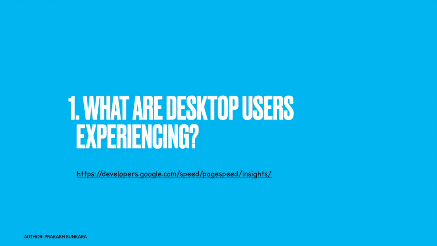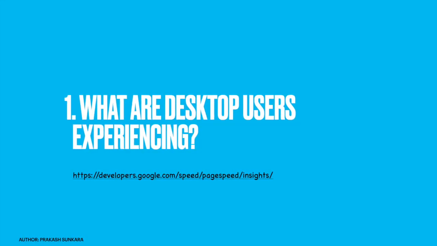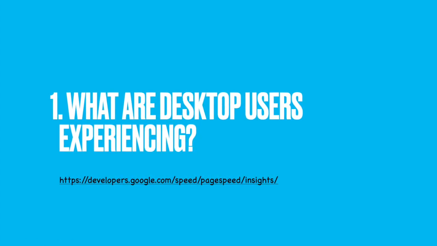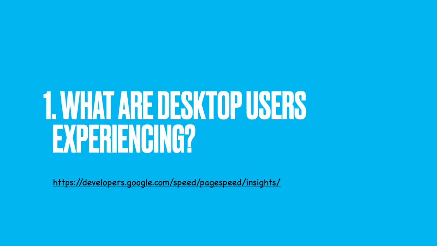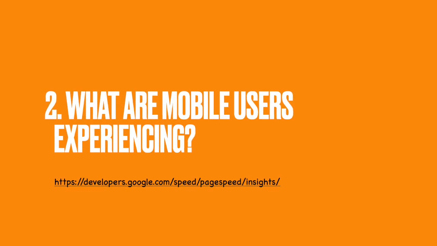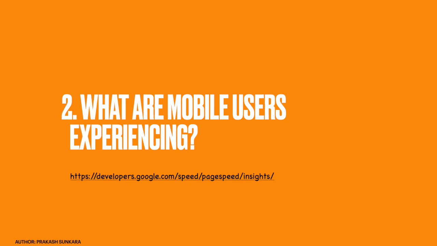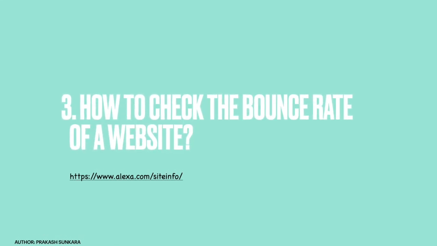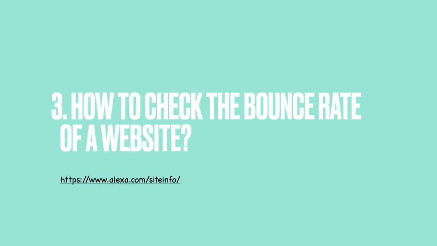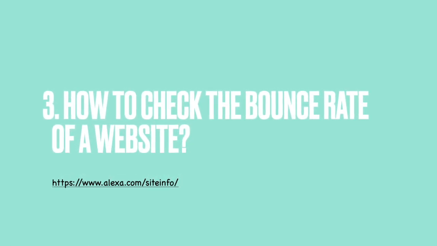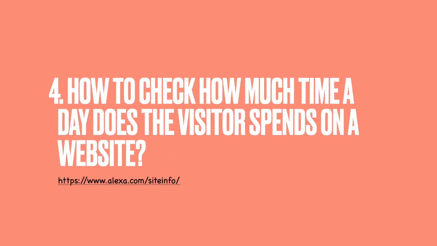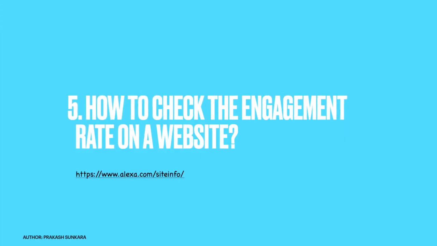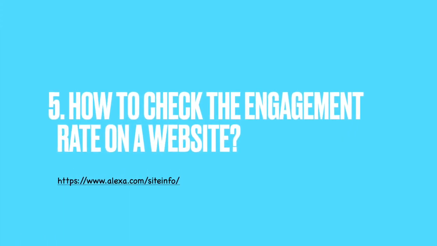Now, let us see how we could get this information for a particular website. In order to know your desktop user experience, you could leverage the Google free tool, and here is the link. Similarly, with the same tool, you could check what people are experiencing on mobile devices. The bounce rates of a website could be checked by Alexa, which is a free tool, and here is the link for your reference on the screen. What is the time spent by the visitor on a website? This is something that you could check with Alexa as well. Engagement rate is something that Alexa covers for you too.